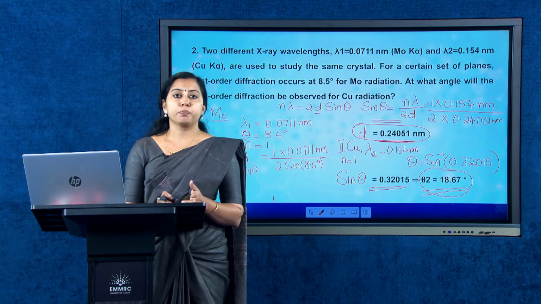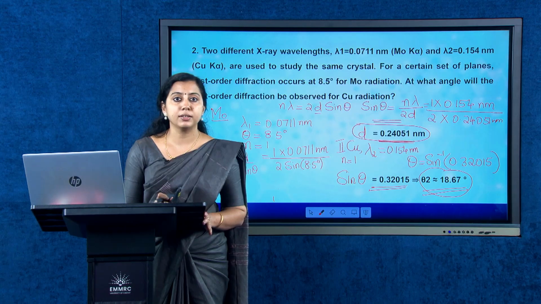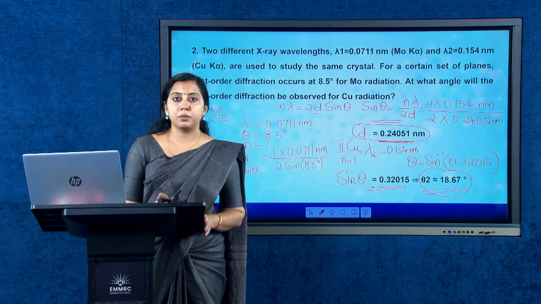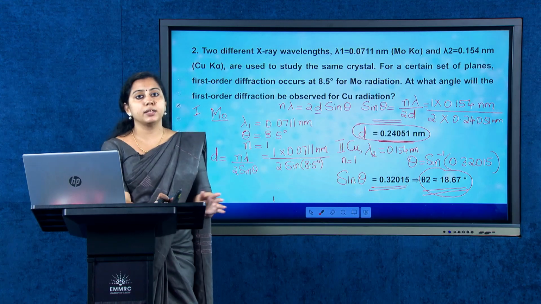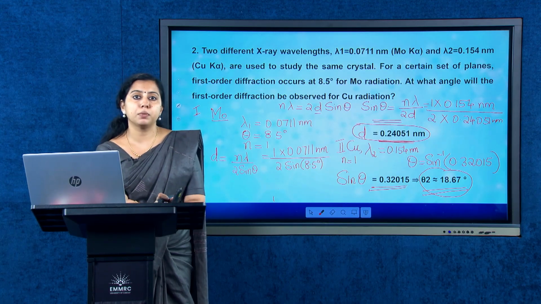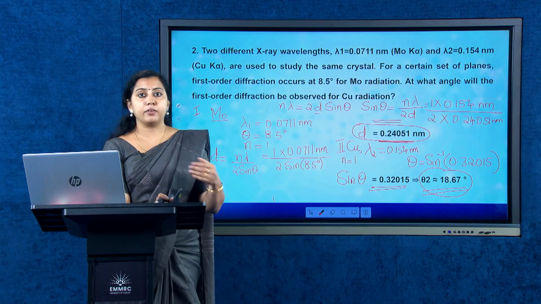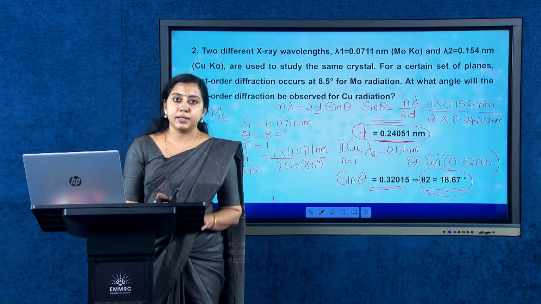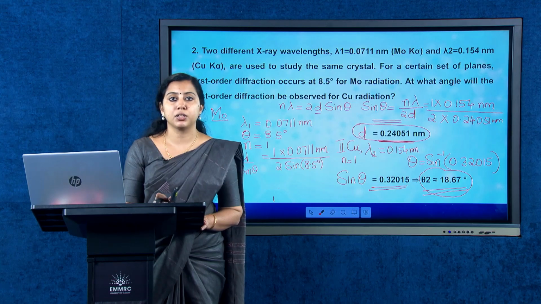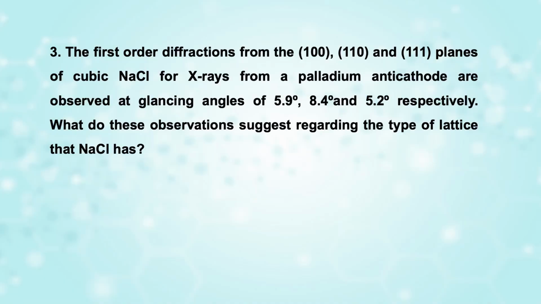Okay. So, in this question, you are provided with two different wavelengths, one for molybdenum radiation and the second one for copper radiation. Using the data given for the molybdenum radiation, we calculated the spacing between the planes, and from that value we calculated the angle theta at which first order diffraction will be observed for the copper radiation. Now, we will move on to the third question.